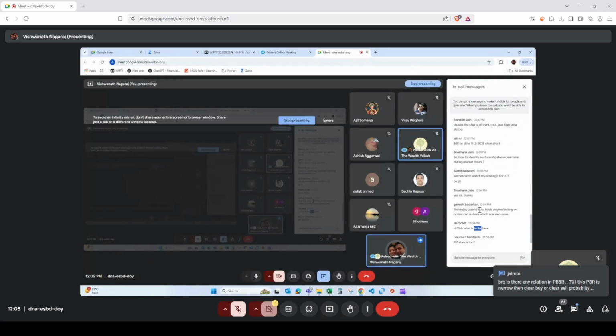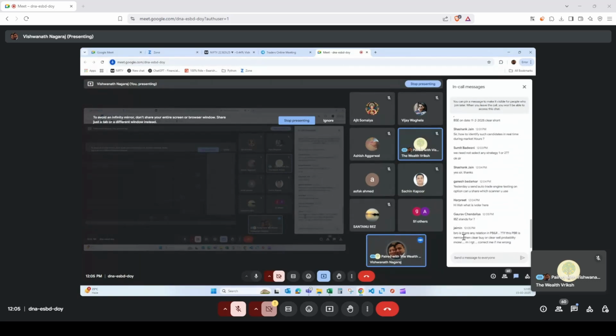Yesterday you had sent auto trade engine testing on options. Can you share which scanner you use? Ganesh, that's my custom scanner, sir. That is my custom scanner where I'm building one scanner for everything kind of a situation.